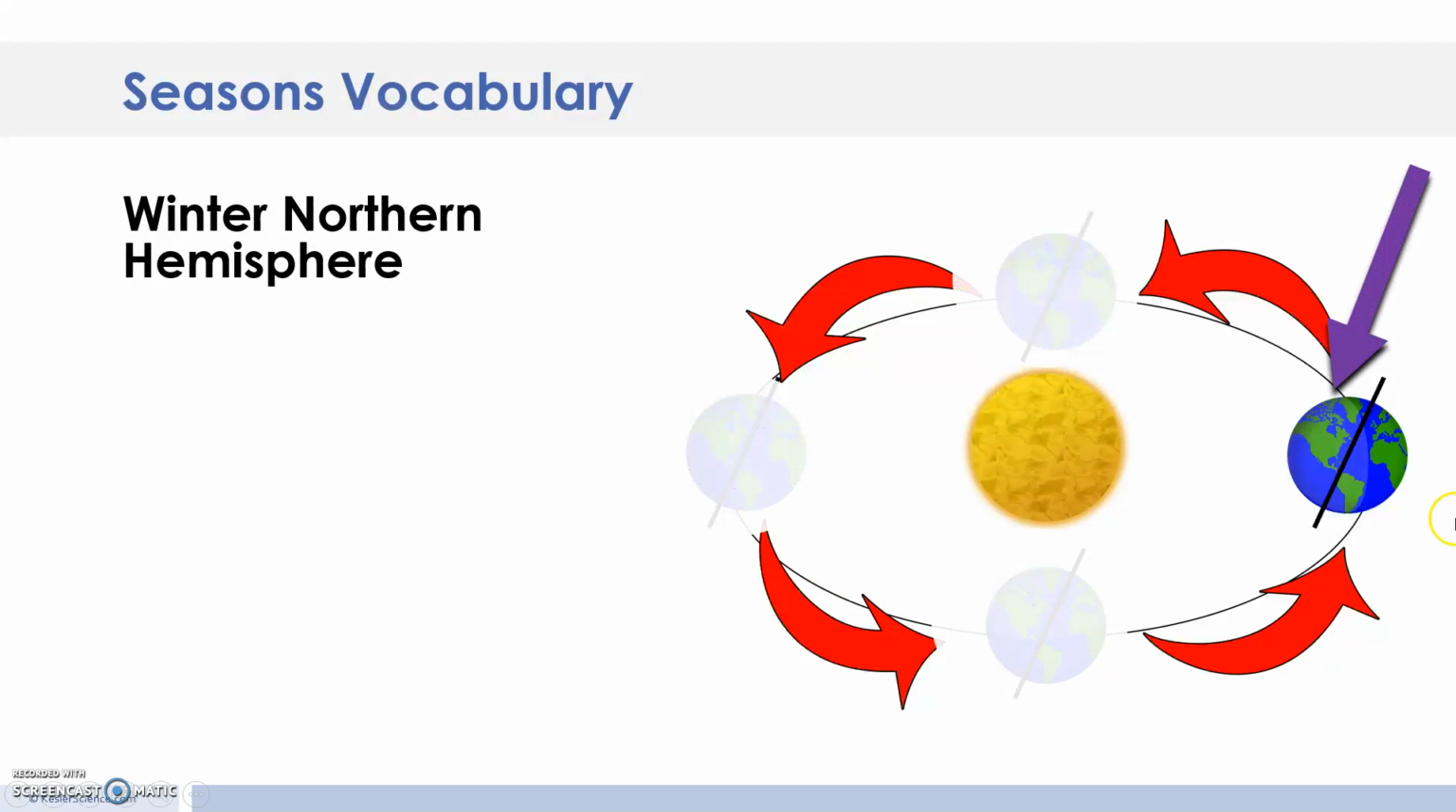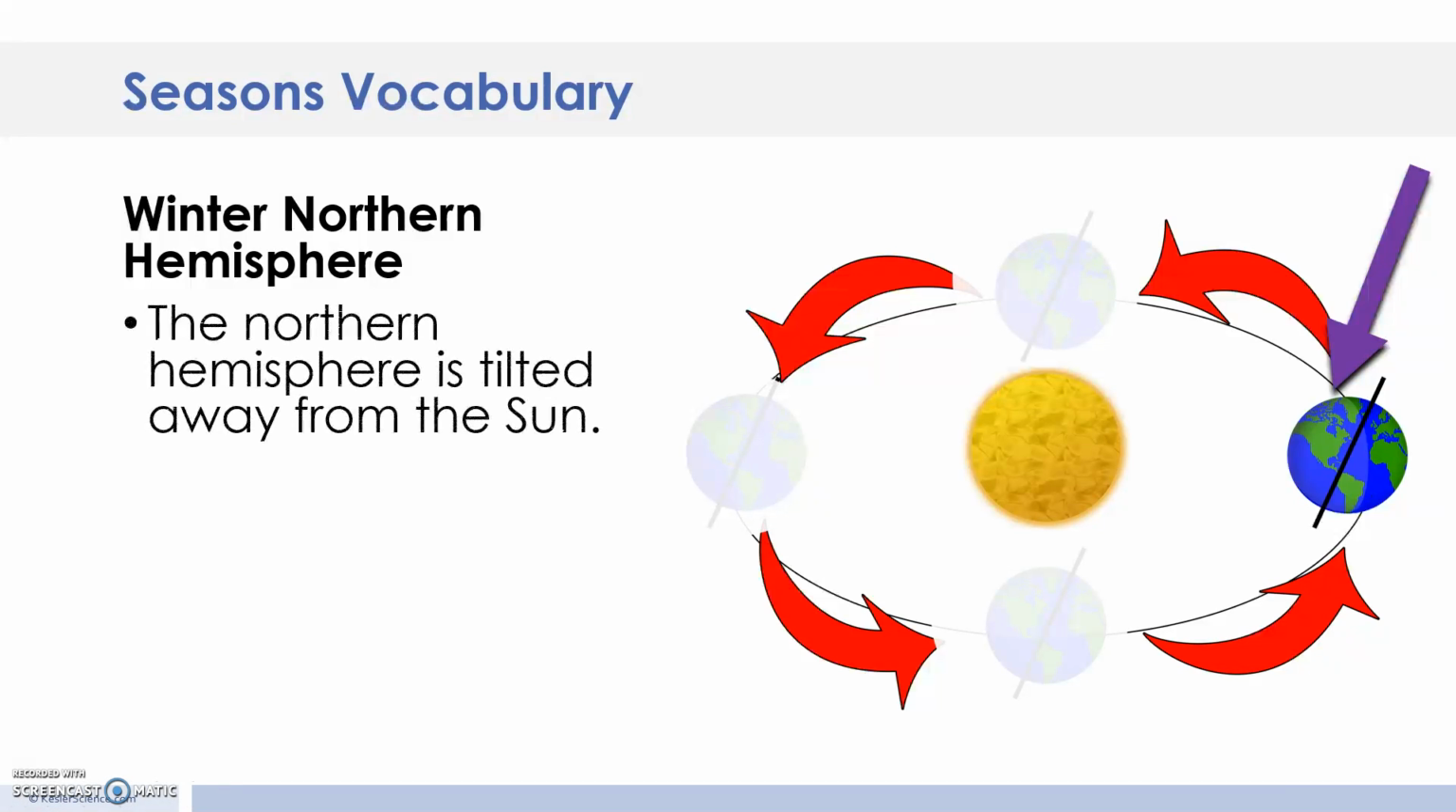And then we get over here in our revolution, and we get to winter time in the northern hemisphere. So here, the northern hemisphere is pointed away from the sun. So when we're looking at this, we really want to look at what the North Pole and the South Pole are doing. That's what's going to give it away as to what season it is. See how the North Pole is tilted away from the sun up here?